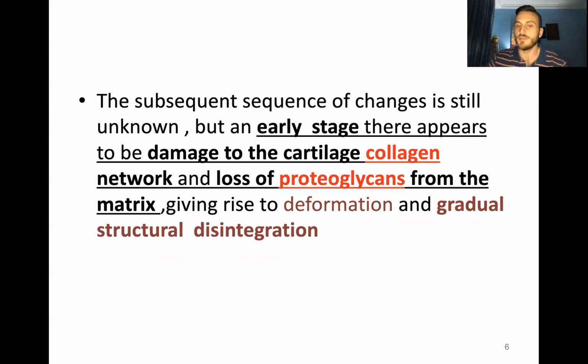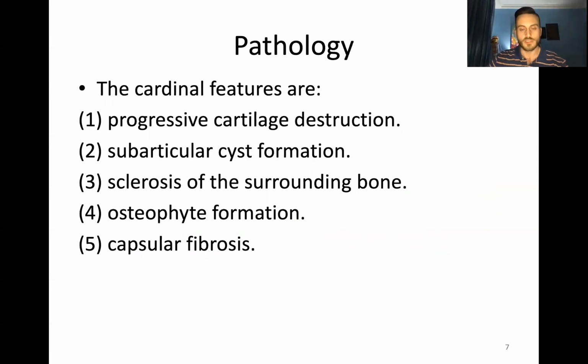In the early stages, usually there is damage to the cartilage, the collagen network, and loss of the proteoglycans. This is very important to keep in mind, the basics of the cartilage. Pathology: progressive cartilage destruction, so we have more and more destruction. Subarticular cyst formation, why is this happening? One of the cardinal features of osteoarthritis is subchondral sclerosis. Because of the inflammatory process, there will be more inflammatory markers, more sclerosis, more deposition of calcium. The easiest way to deposit the calcium is to move it from the subchondral space. That's why you will see sclerosis, and below it, cysts. So we have subchondral cysts, subchondral sclerosis, osteophytes to increase the joint space, and capsular fibrosis.